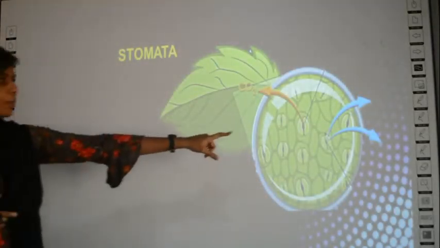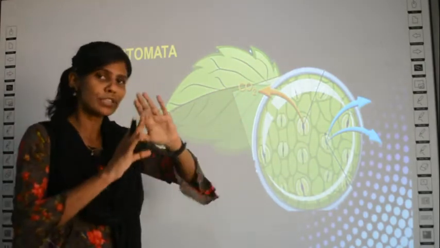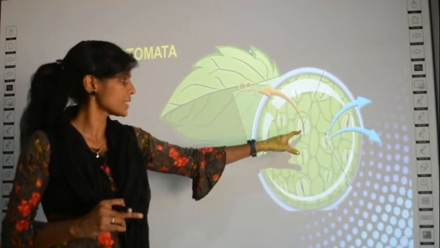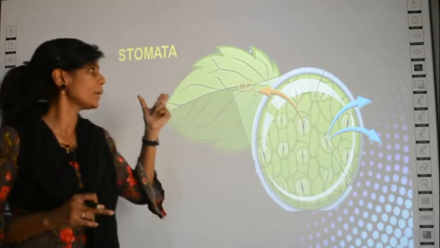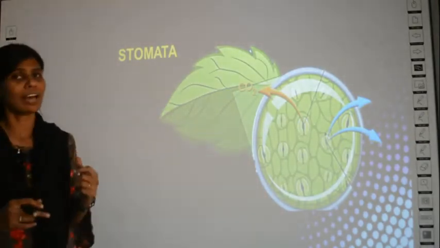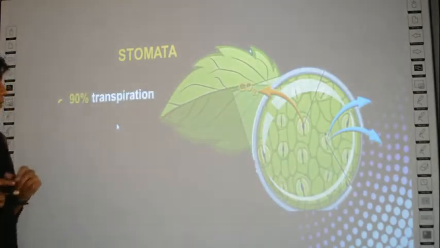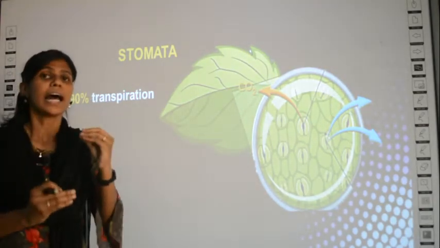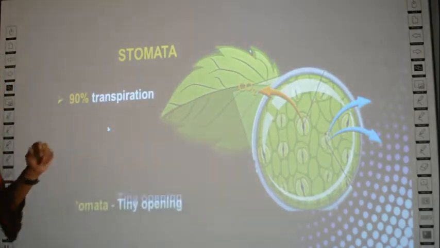So this is the stomata. See the center opening. This is a leaf, a part of the leaf is zoomed and shown, and you have kidney-shaped or bean-shaped cells. In between two bean-shaped cells there is an opening, and this opening is called the stomata. So we have learned that plants transpire through the stomata. How much do they transpire? 90% of transpiration in a plant happens through stomata only. So this ratio you have to be clear.